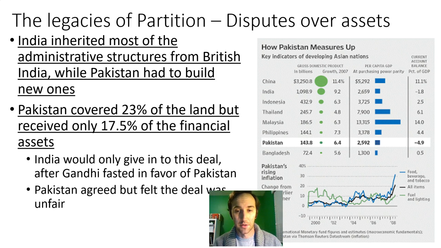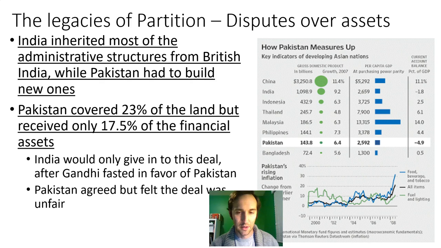Disputes over assets as far as when they have their split, who gets the money. India, well, they get the most. They inherit most of the administrative structures from British India, as in their courts, their government buildings. A lot of the buildings for government are already there. Whereas Pakistan, they have to build an entirely new government system, new courts, new buildings. And so it's going to be a lot more work to build up that infrastructure for a new government.